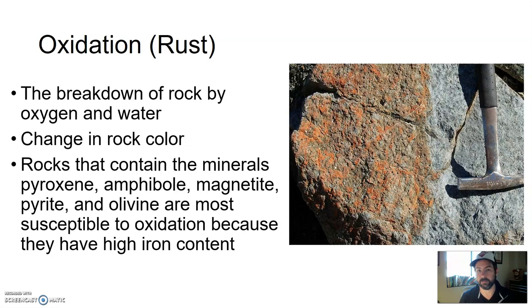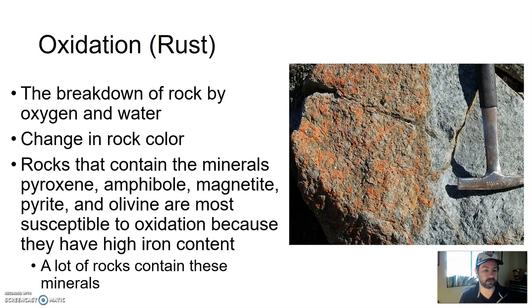Rocks that contain, for example, the minerals pyroxene, amphibole, magnetite, pyrite, and olivine are most susceptible to oxidation because they all have high iron content. So iron, when mixed with air and water, oxidizes, rusts. So a lot of rocks contain these minerals, hence a lot of rocks, if exposed over time to a lot of water, will kind of change color, and it's typically an oxidation process. As they're changing color, that's undergoing a chemical change, pieces of it start to dissolve off.